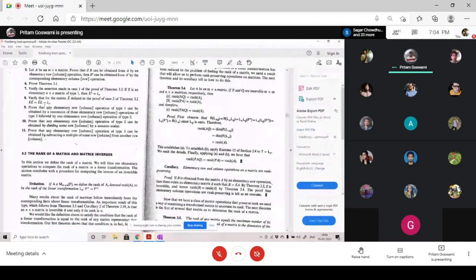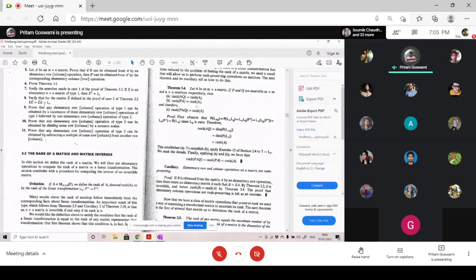But I will not suppress the thing that you have to go through the proof, but it is encouraged. But the statement of this theorem is, suppose A is an m cross n matrix, and P is an invertible matrix of m cross m, and Q is n cross n.